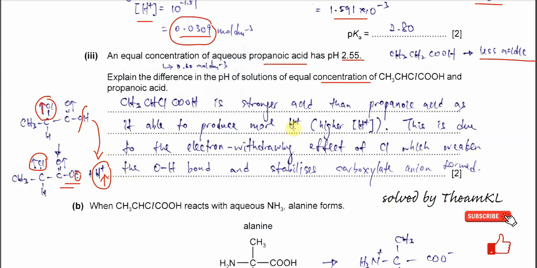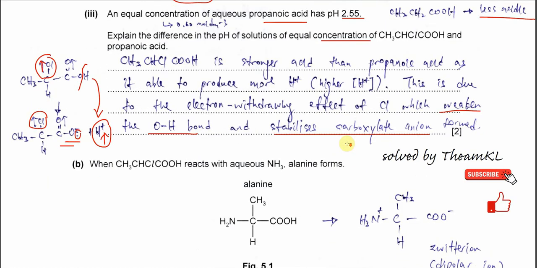So again, the effects of this chlorine are to weaken the OH bond and stabilize the carboxylate anion.